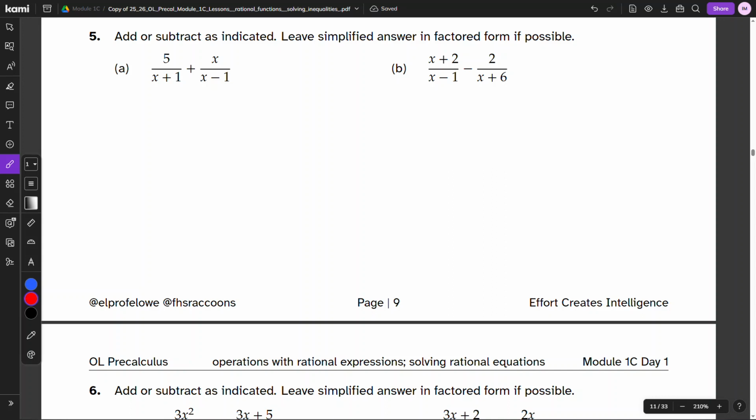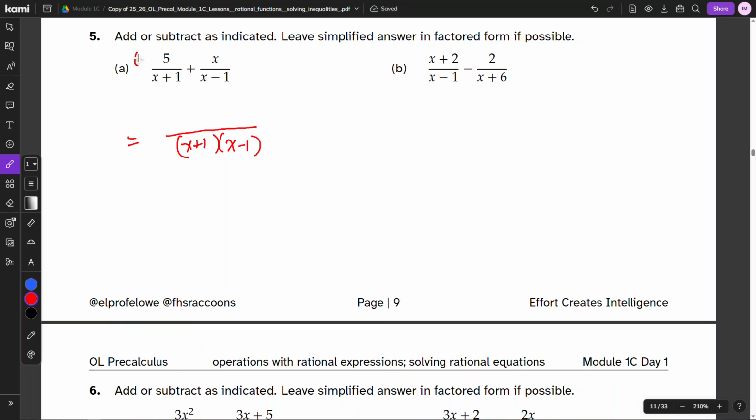Okay, a little bit more work with rational expressions and simplifying things that can help us if we were going to be graphing more complicated items. So this is just a skill piece from previous courses. If I'm going to add two fractions, I need to have a common denominator. In this case, my common denominator would be x plus 1 times x minus 1. Note we're going to leave our simplified answer in factored form if possible. No need to expand things for our purposes right now.